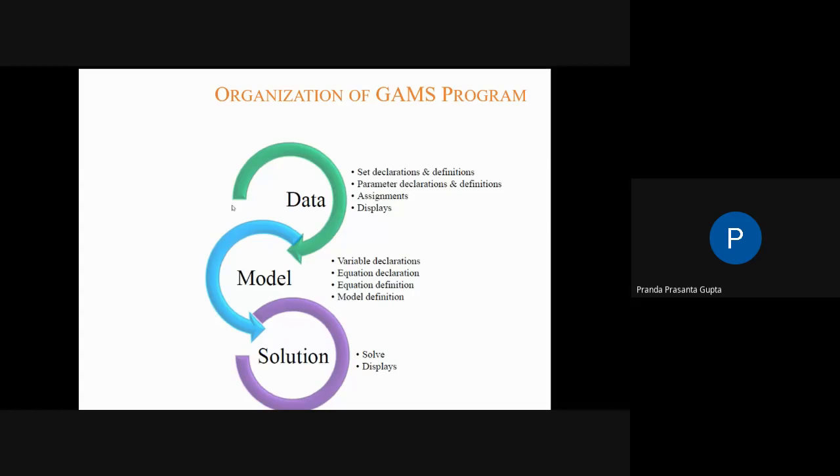What is the organization of a GAMS program? First of all, we have to learn how to follow a GAMS program. First, we have to declare the data. Data may include sets and parameters. Parameters means parameter declaration, assignment, and display. Now the model: variables, we have some variables, that is x1, x2, whatever. Then we declare the equations, then the model, and the last one is solve. So this is the organization of GAMS programming.